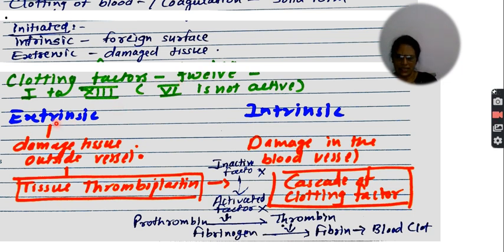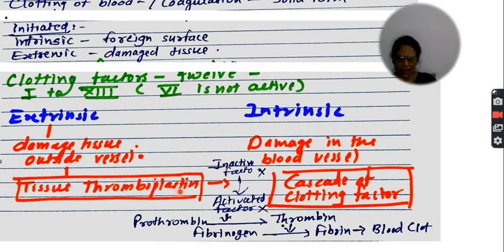In that extrinsic process, due to the damage of tissue outside of the blood vessels, the tissue thromboplastin gets secreted. Factor 8 is inactive, factor 10 is present. In the intrinsic pathway also, there is a damage in the blood vessels and a cascade of the clotting factors.